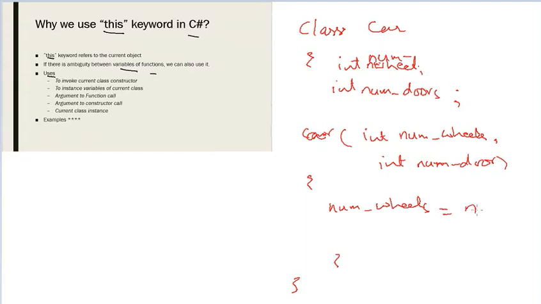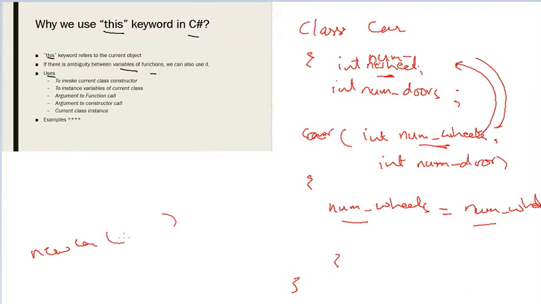wheels is equal to num_wheels, you're trying to assign this parameter to this class variable, then it causes ambiguity. You don't know which num_wheels is being assigned to which num_wheels, right? Are we assigning this to this, or this to this? We want to assign the parameter to the class variable, because outside the class we will have an object. We will say new Car, and we will put two variables. Let's say number of wheels is 4, number of doors is, let's say, 2. So this argument is going to correspond to this variable, and this argument is going to correspond to this variable in the constructor of the car, of course.